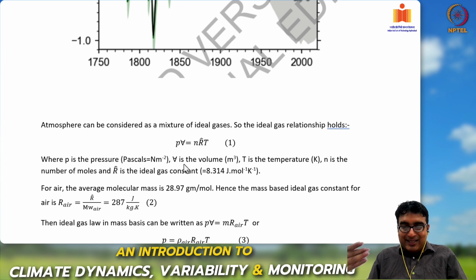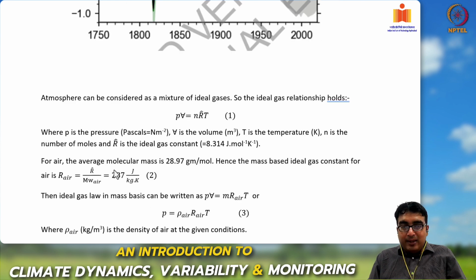So ideal gases are gases for which this relation PV equals nRT will hold under all circumstances. And for the pressures and temperatures that we are discussing, the atmospheric gas composition can also be considered as a mixture of ideal gases.